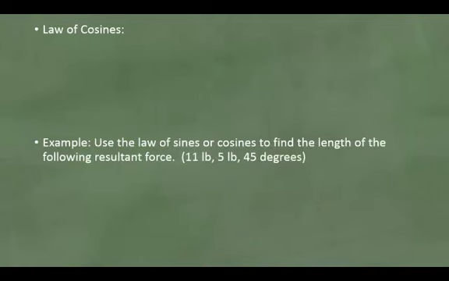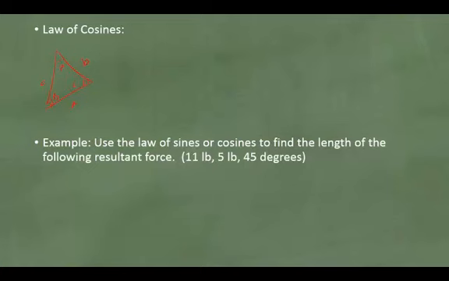The law of cosines is very similar. Same triangle here. We have A, B, C. And this says that if you're trying to find one of these angles, usually we say we're trying to find one of the sides.